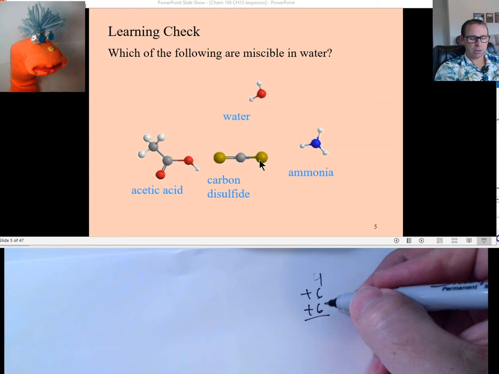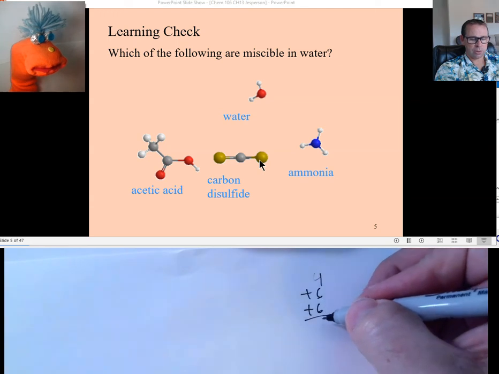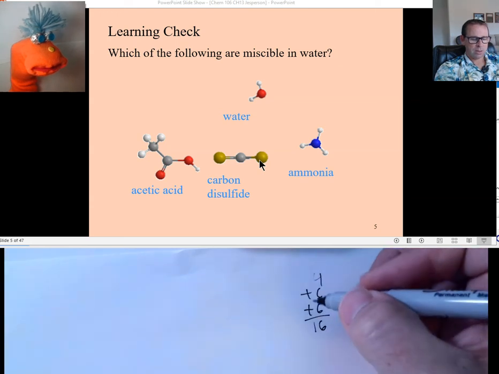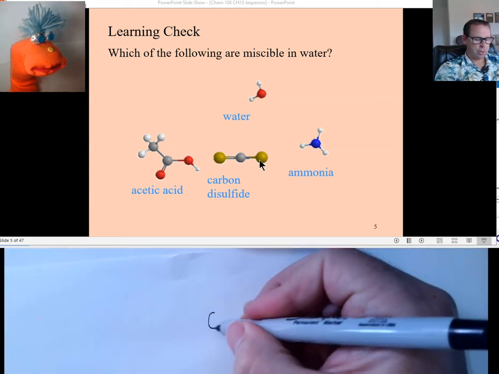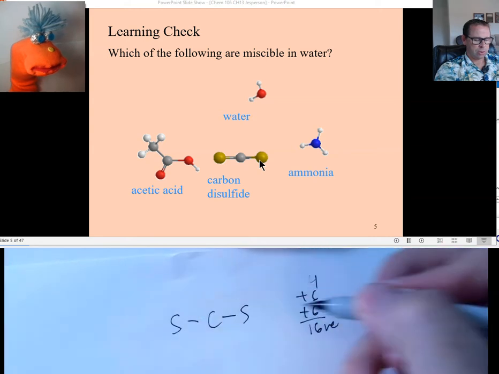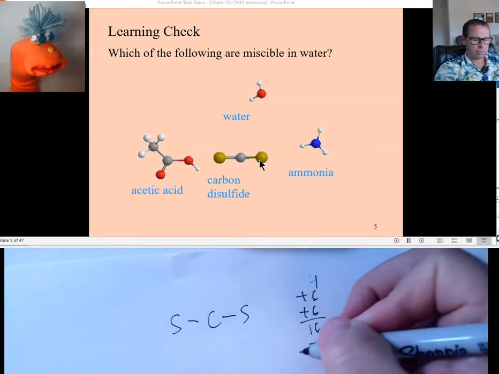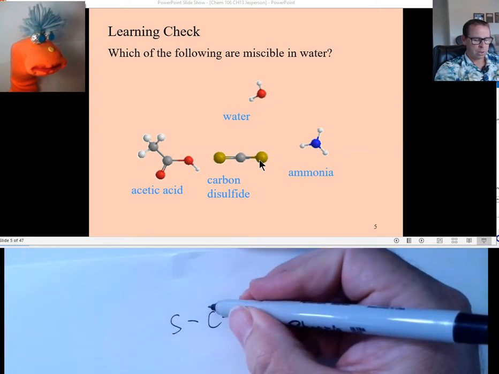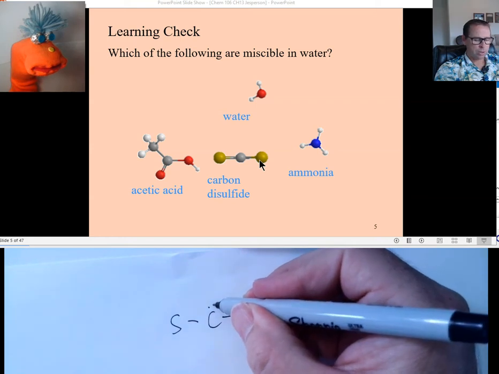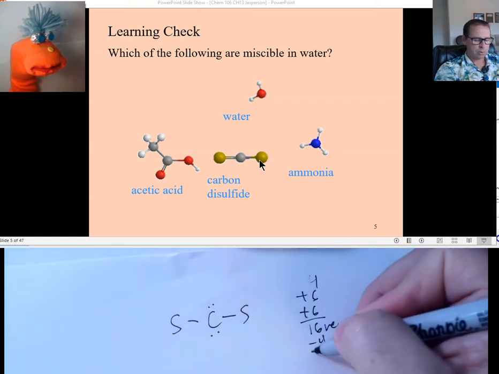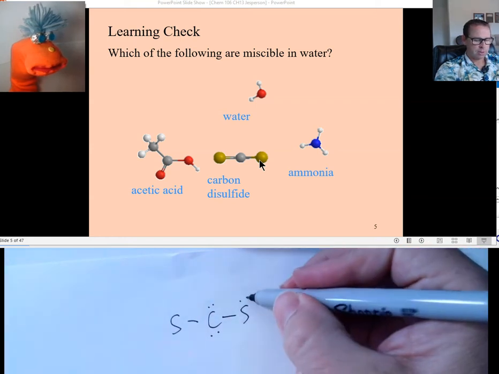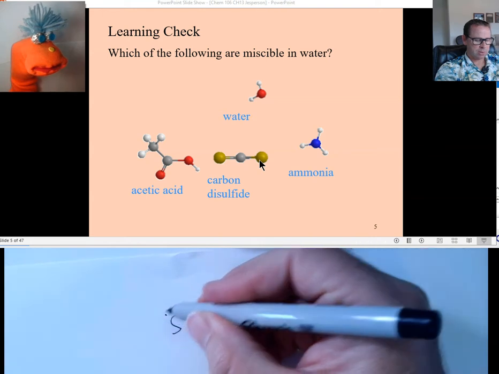4 for carbon, 6 for sulfur, 6 for the other sulfur. So 16 valence electrons, carbon and then sulfur. 1, 2, 3, 4. So we have 12 more valence electrons. 1, 2, 3, 4. And 12 more left here. 5, 6, 7, 8, 9, 10, 11, 12.